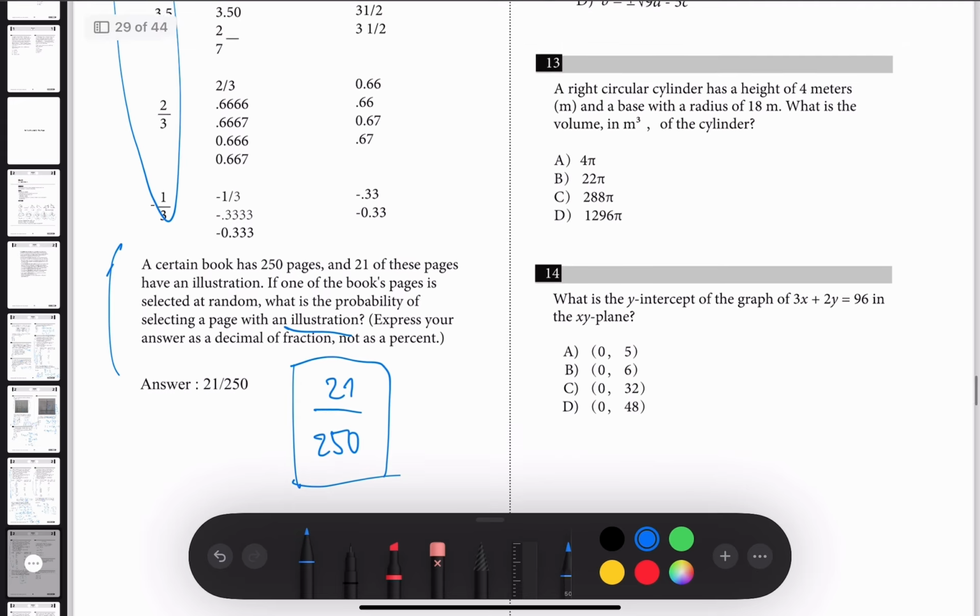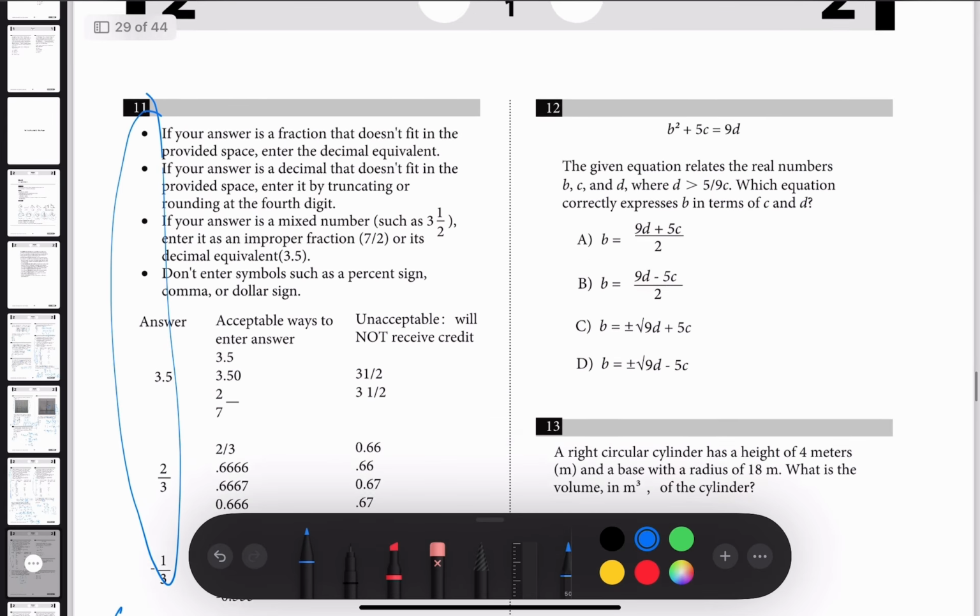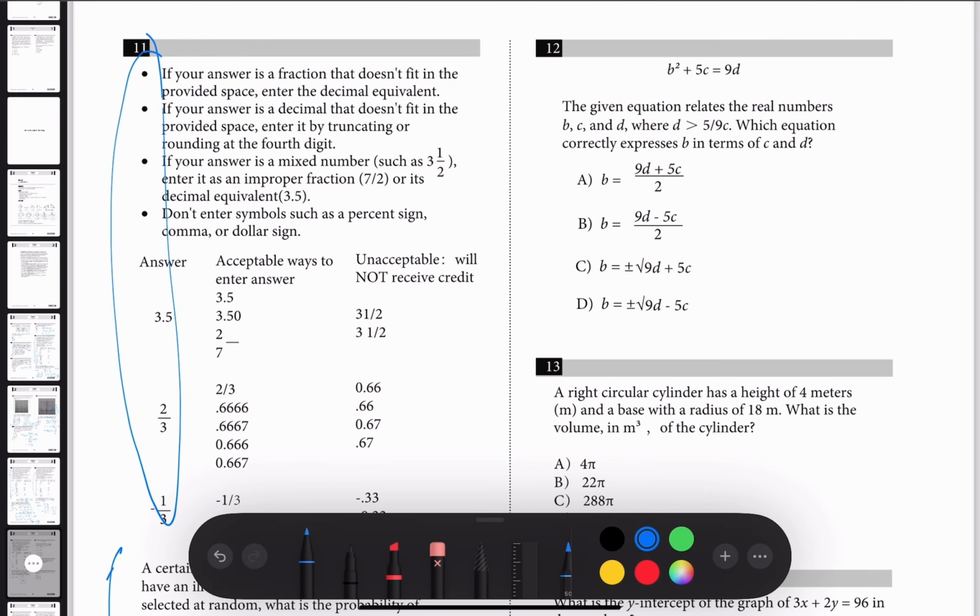So moving on to question 12. It gives you this equation that contains the variables b, c, and d. The given equation relates the real numbers b, c, and d, where d is greater than 5 over 9 c. Which equation correctly expresses b in terms of c and d?